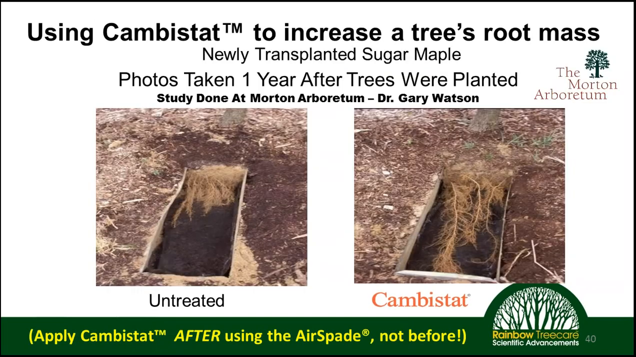Now, if you're using Cambistat to increase a tree's root mass, what point would there be to do it if the tree is planted in a compacted clay soil and you give it the impetus to grow more roots? Where are they going to grow? You know, do that air spade work first, then apply Cambistat. One reason is the tree needs the space to grow the root into. The second reason is if you apply Cambistat first and then do the air spade, it's going to blow Cambistat all over the place and regulate plants that you don't want to regulate. So it's just a cleaner process to do your air spade work and then apply Cambistat.